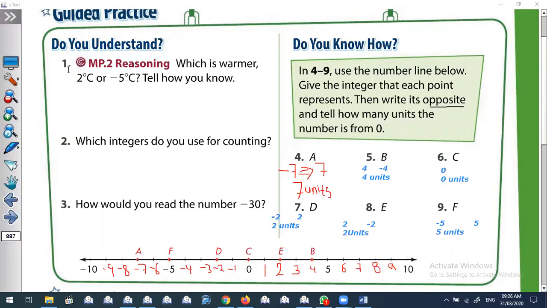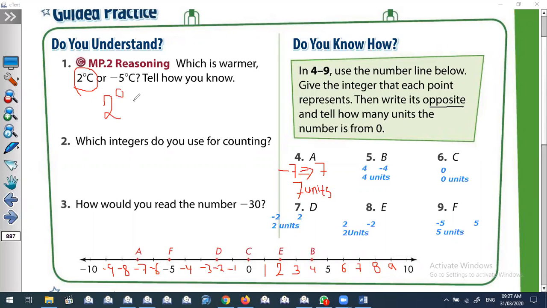In question number 1, which is warmer, 2 degrees Celsius or negative 5 degrees Celsius? The warmer is 2 degrees Celsius. Why? Because negative 5 degrees Celsius is under 0. And if the degree is under 0, it's going to be ice. It's going to be colder. 2 degrees Celsius is warmer.